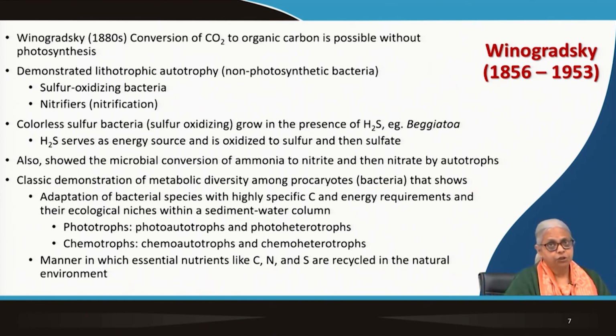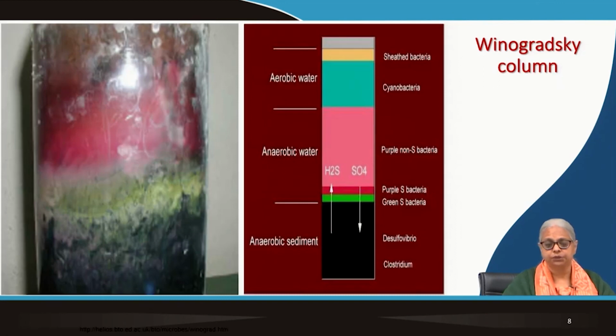A classic demonstration of metabolic diversity in the water sediment column is going to be shown in the next slide. So this was the reason why it's called the Winogradsky column. Let me show it to you. So this is a typical Winogradsky column in both photographic as well as schematic form, and I will go through the entire process of how you have various groups or various species that coexist in the water sediment column and are responsible for recycling sulfur through the aquatic system.